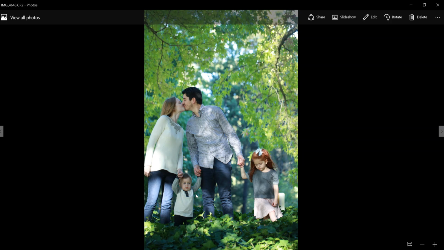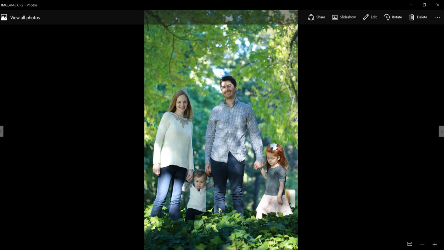Now, although they don't have the best expressions on their face, lighting-wise, this is getting much better because everybody's faces are in even light, right? So the two things to keep in mind: you're looking for even light on one person's face. So mom has even light on her face. Dad does not have even light on his face.